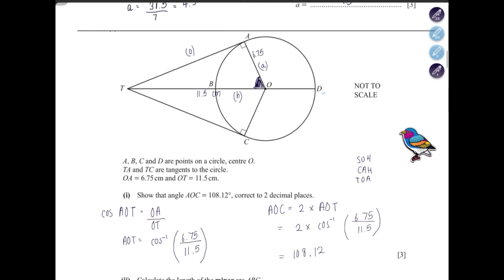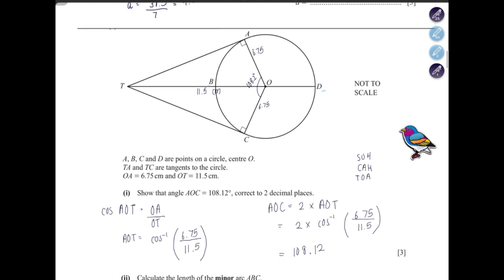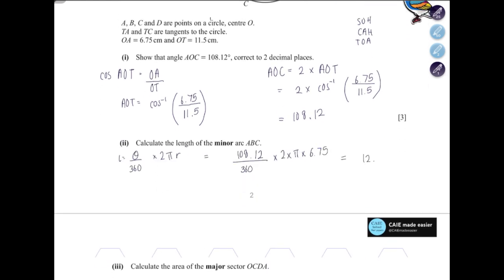Calculate the length of minor arc ABC. Alright, so ABC is the arc of a sector. This is what we're supposed to find, and we can apply the formula, which is theta over 360 times 2 pi r. Now our theta is 108.12, we just found that. Divide by 360 times 2 times pi times 6.75. OC is the radius, OA is also the radius. So we get 12.7 centimeters.